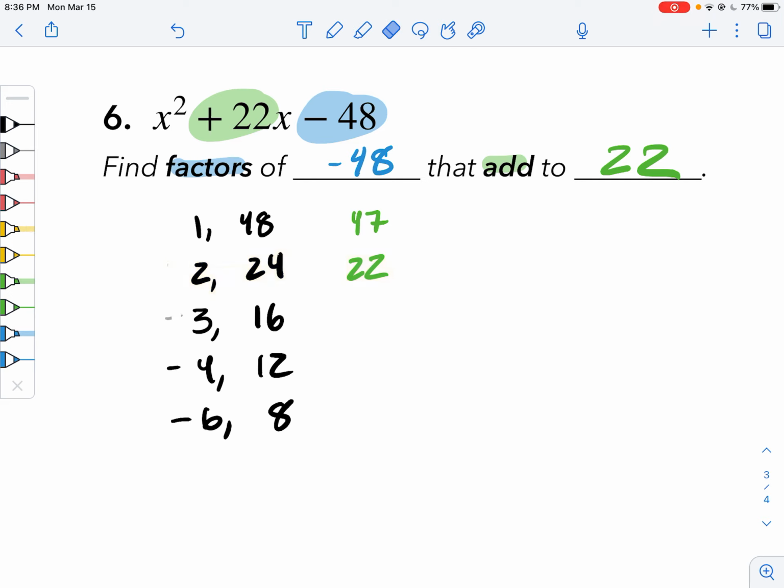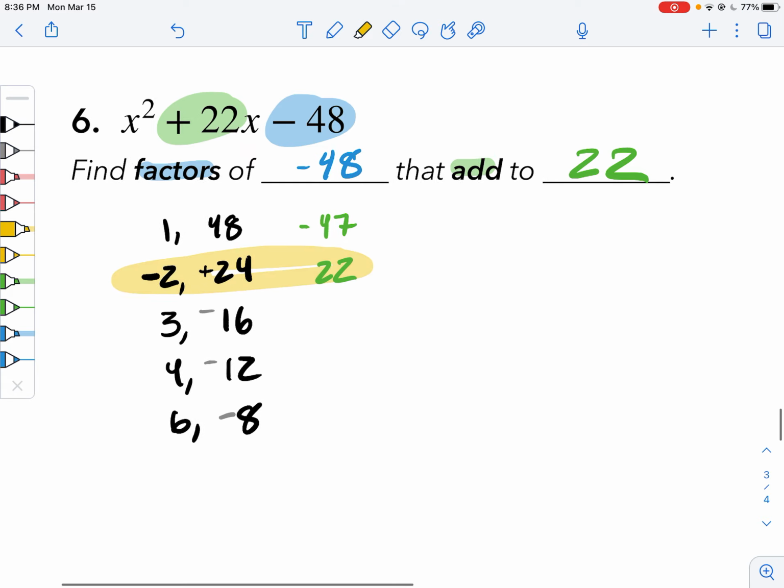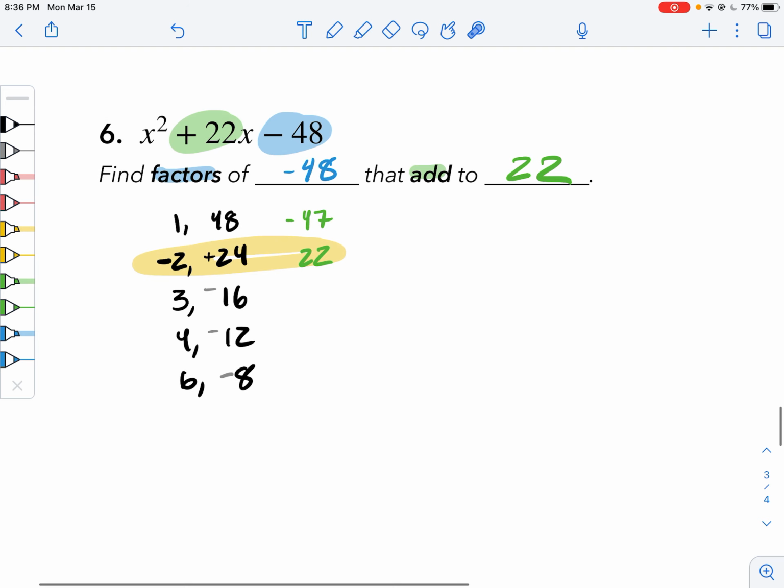If we hadn't, let's say we decided to make these guys negative first. Let's just pretend that we did. We would find that 1 minus 48 is -47. 2 minus 24 is -22. And you're like, oh, wait, that's close. But that's not the positive 22 that I want. Let's try switching it. Let's make this negative, this positive. Oh, that gives us our positive 22. We know the pair that we need. Okay, cool. Once you find what works, do not go on and check the other ones. You found the answer. You're all set.